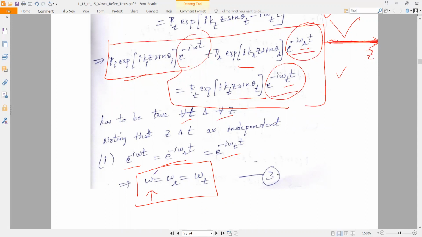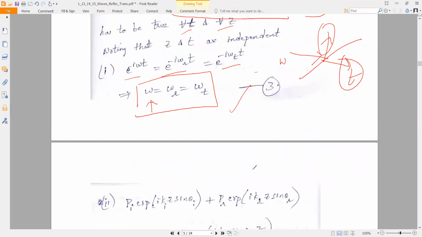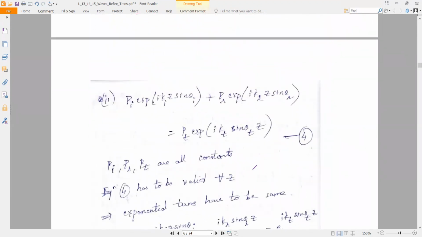incident wave. So what this says is, at a boundary, when you have a wave of a particular frequency, whether it is reflected or whether it is transmitted, the frequency does not get changed. This is why the frequency remains constant. It comes from the mathematics. And now that the time terms are set to be the same, the expression simplifies to this as equation 4. And the only variable here is z.